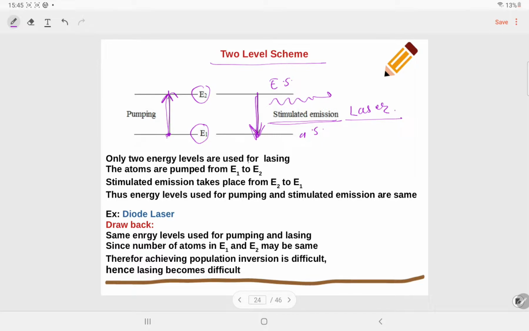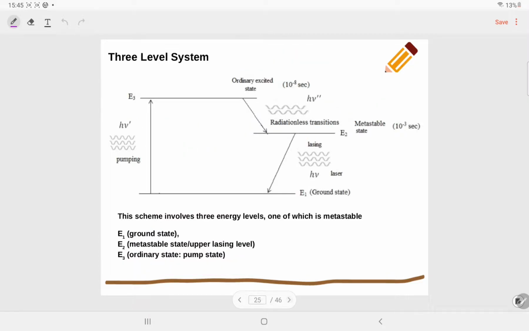Only two energy levels are used for lasing. The atoms are pumped from E1 to E2, and stimulated emission takes place from E2 to E1. Thus the energy levels used for pumping and stimulated emission are the same. An example is the diode laser. So what is the drawback of this two level scheme? The same energy levels are used for pumping and lasing. Since the number of atoms in E1 and E2 may be the same, population inversion would be difficult to achieve, and hence lasing becomes difficult. That is the only drawback of the two level scheme.